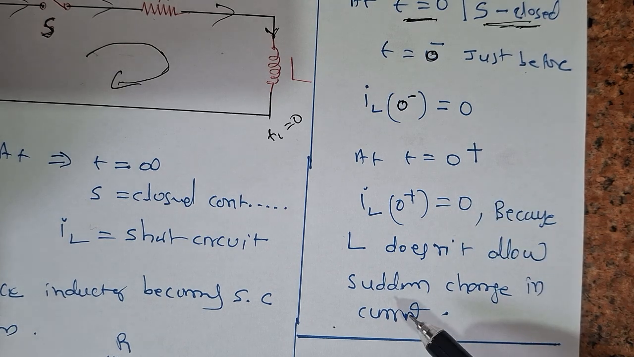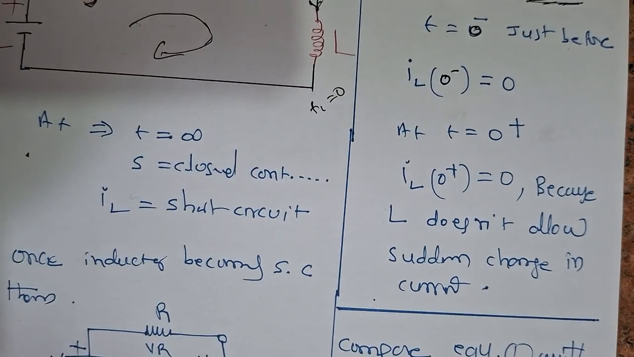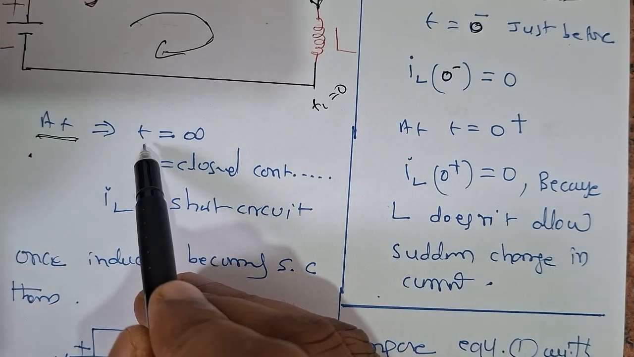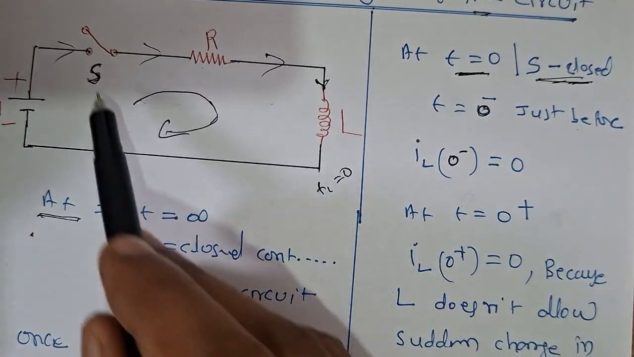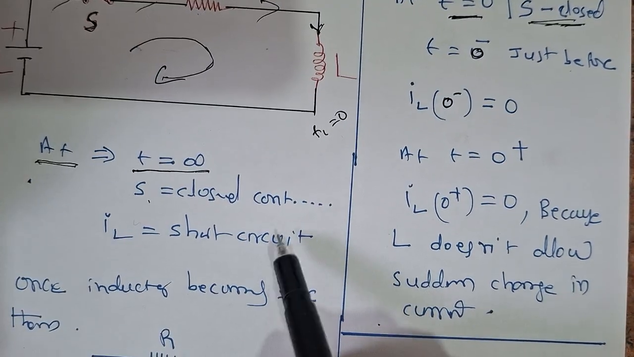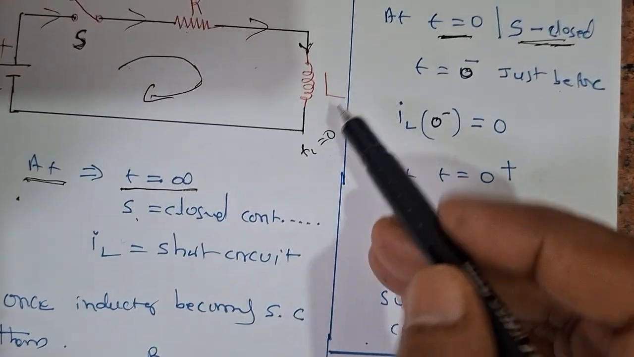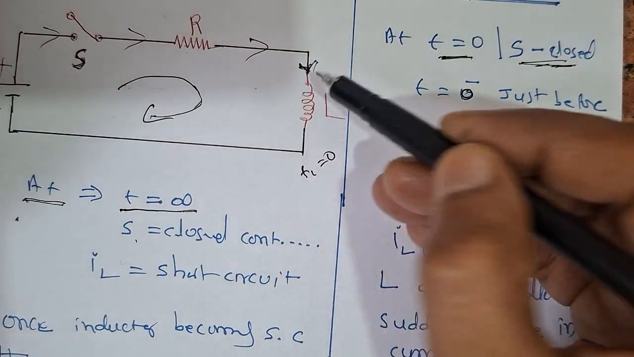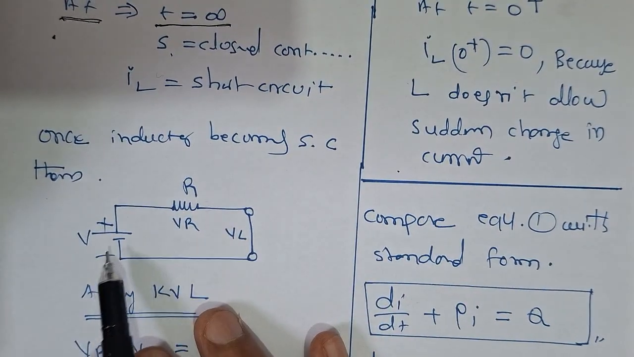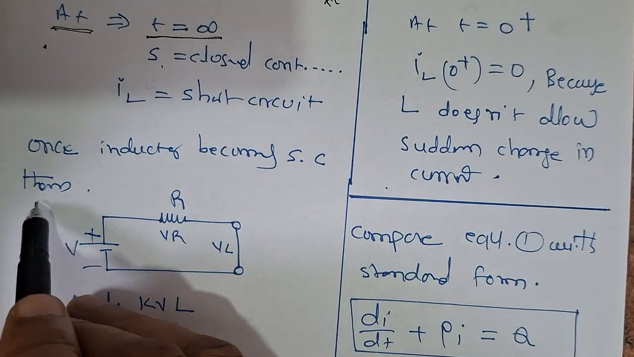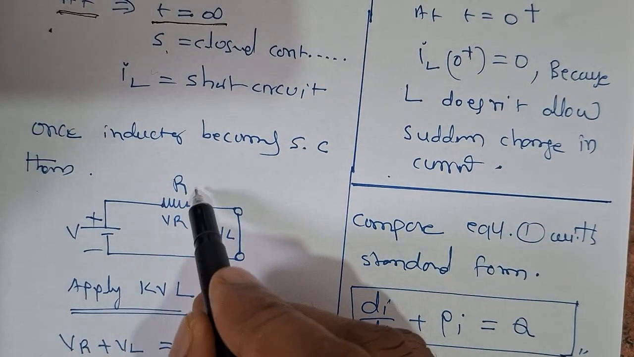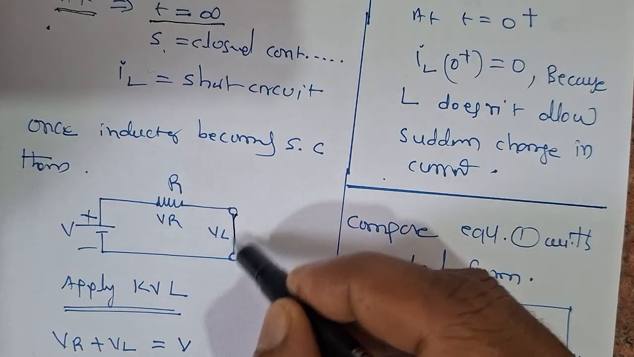Then we have to find the response at t equal to infinity. After closing the switch, when the switch has been continuously closed until t equal to infinity, the inductor becomes a short circuit. So once the inductor is short circuited, the remaining circuit will be like this: the source V and the resistance, with the inductor short circuited.